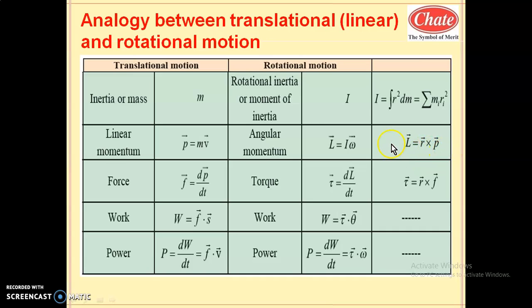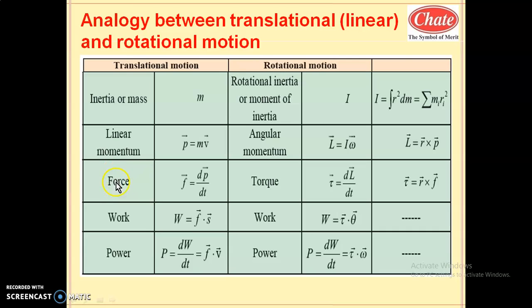This you might have studied in the fourth chapter also. Angular momentum is a vector product of this position vector, also called the moment arm, and this linear momentum. So angular momentum is an axial vector. Its direction is given by the right hand rule. So L vector equal to R cross P vector.